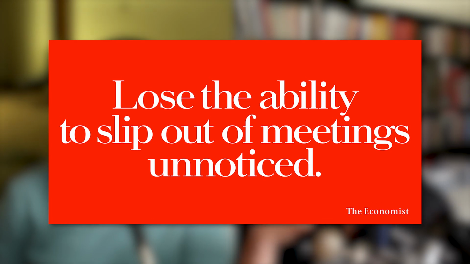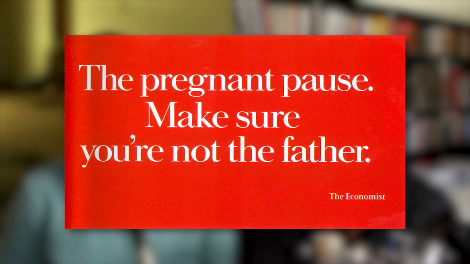Now, The Economist has a very simple, bold red image, like it's all red, and it's usually a serif typeface, something like Bauer Bodoni. Very simple. And one of the lines was, "Lose the ability to slip out of a meeting unnoticed." The Economist magazine. Here's another one. "The pregnant pause. Don't be the father." It's full of gems. You could just study what The Economist does in terms of writing.